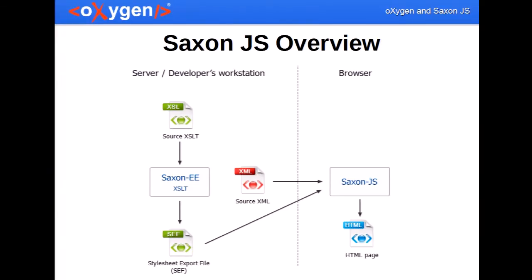Okay. Now, if you have an XML and you want to process it, you want to perform a transformation in the web browser, you want to use it with Saxon JS, then you need to compile your XSLT in order to get this style sheet export file that can be processed by the Saxon JS engine. And in order to compile it, you have to use Saxon Enterprise Edition.